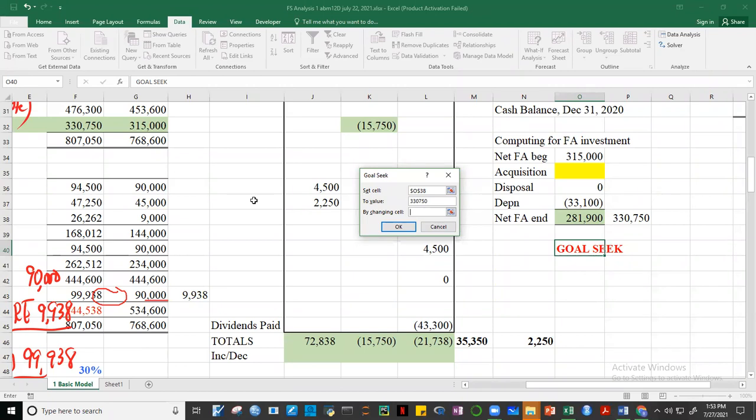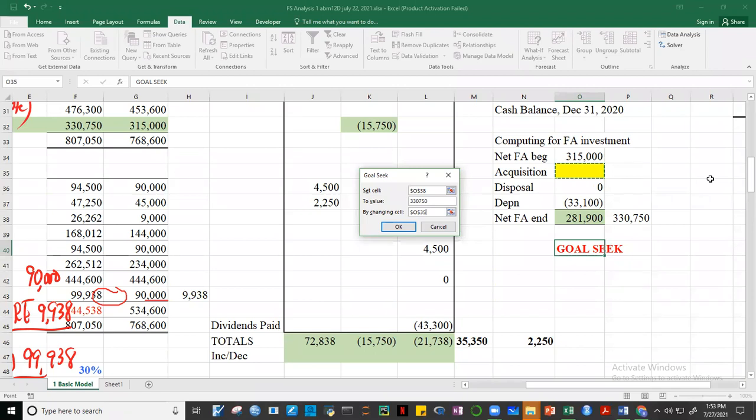Dun siya, yeah. Thank you, Gianna. Thank you, Jody. Yeah, you're correct. Acquisition. Thank you, Marion. So ito yon. So ang gagawin ni Excel dyan, magsasimulate siya ng iba't ibang values, ilalagay dyan very fast hanggang maging 330750. So it's actually a simulation.